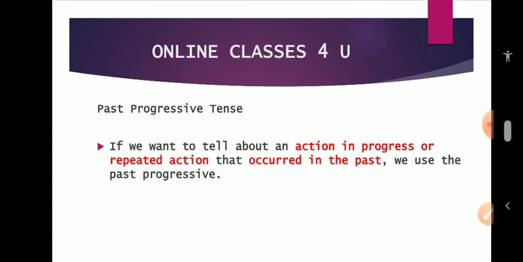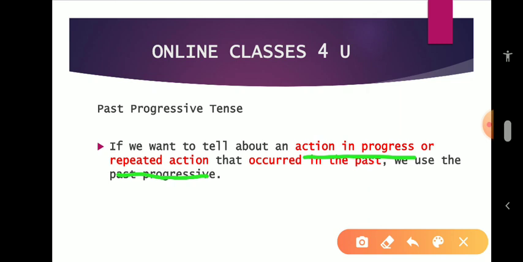Now we have gone through the examples, and these examples tell us what the past progressive tense is. If we want to define it, we can say that it tells about an action in progress or a repeated action that occurred in the past, that is, an action done in the past which is either in progress, still continuing, or a repeated action that has been completed in the past.